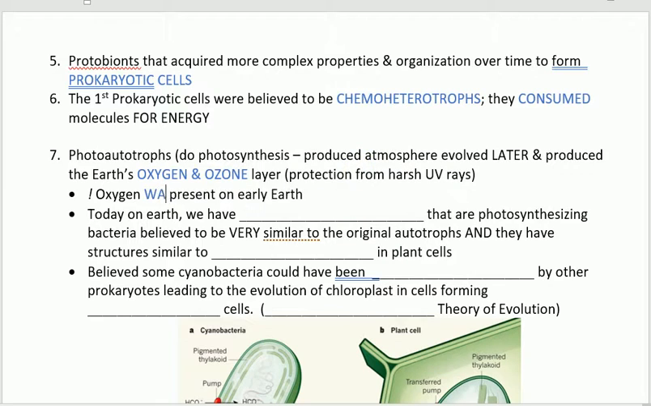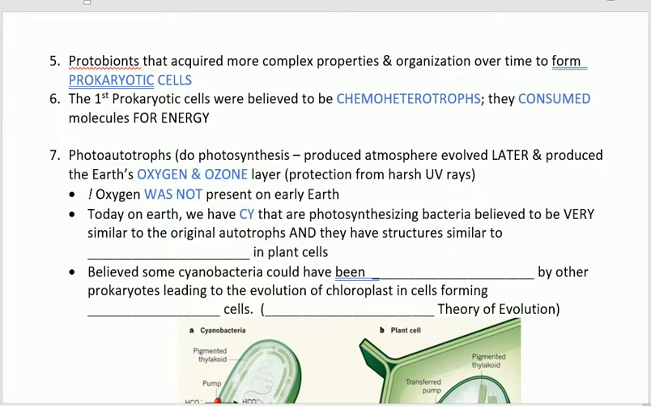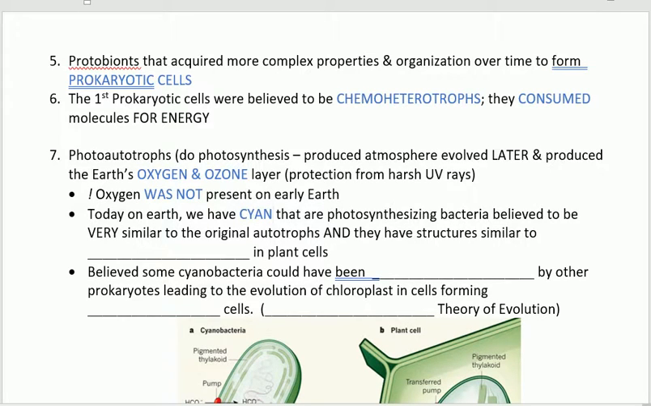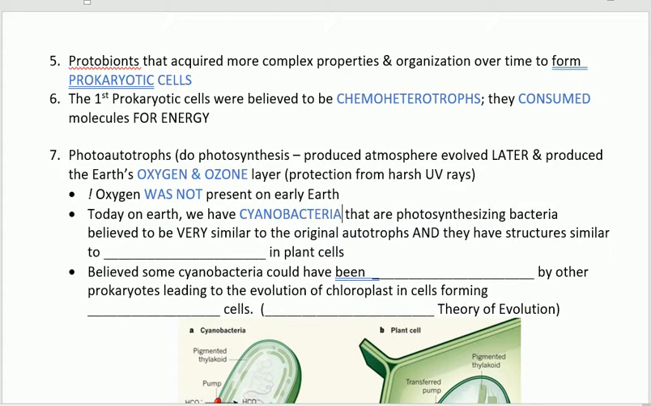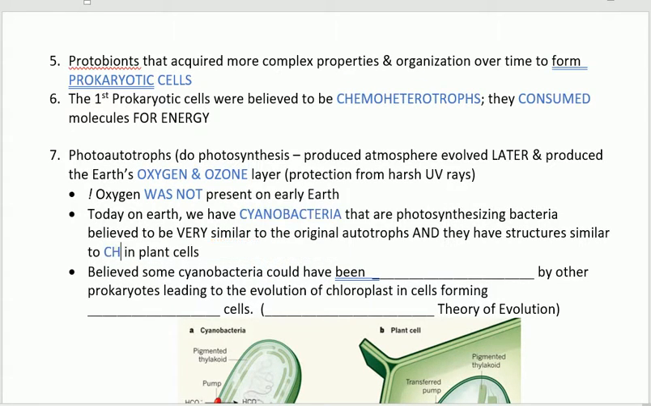So it's important that you understand that oxygen was not present on early Earth, and that today on Earth we actually have these cyanobacteria that are photosynthesizing bacteria believed to be very similar to the original autotrophs, and they have structures similar to the chloroplast in plant cells.